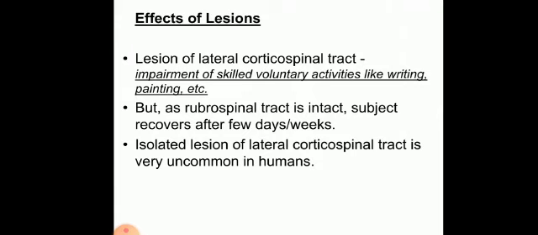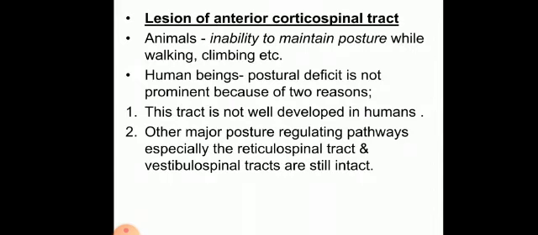So a pure corticospinal tract disease or lesion is basically not seen in human beings. Now let's see what happens when there is a lesion of the anterior corticospinal tract. A lesion of the anterior corticospinal tract in experimental animals in a lab setup results in inability to maintain posture when the animal is walking, climbing, etc.